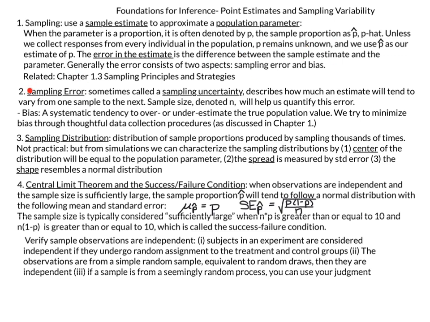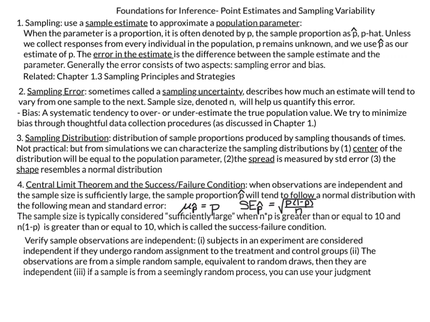And so here we have a discussion of sampling error, sometimes called sampling uncertainty, which describes how much an estimate will tend to vary from one sample to the next. Sample size, denoted n, will help us quantify this error. We have the formula over here. And the second type of error is bias, which is a systematic tendency to over or underestimate the true population value. And we try to minimize this through thoughtful data collection procedures, as discussed in chapter 1.3 when we talked about sampling principles and strategies.